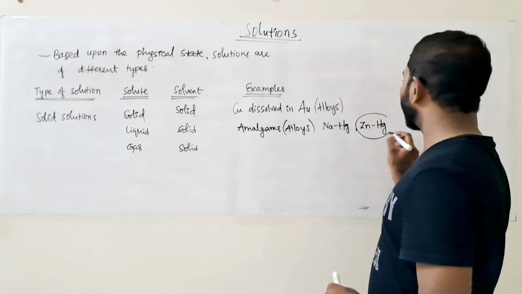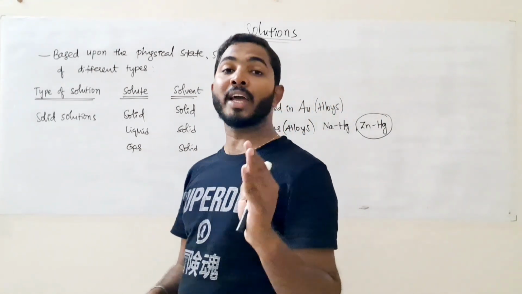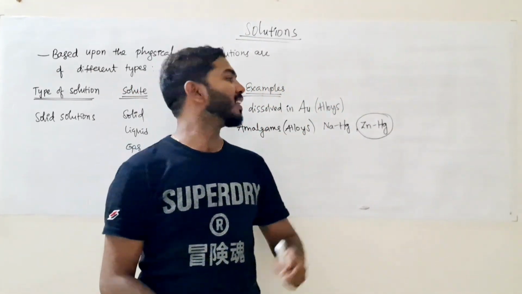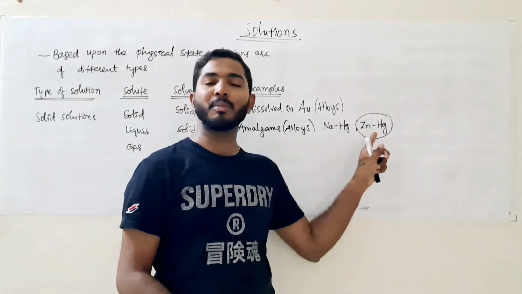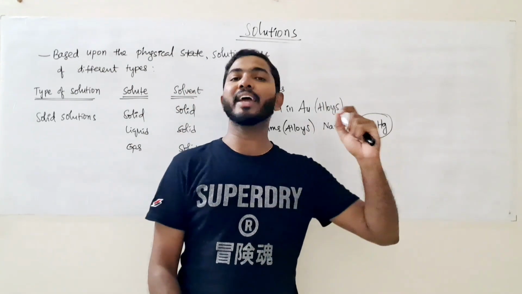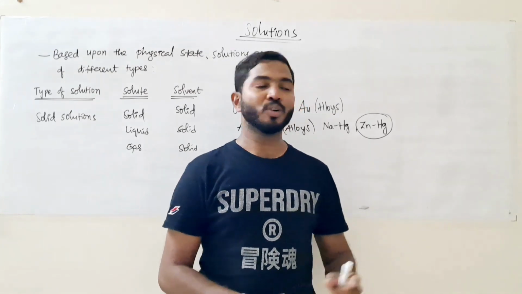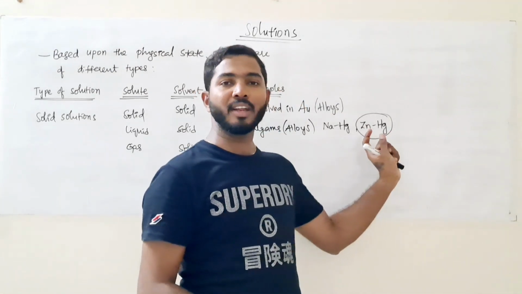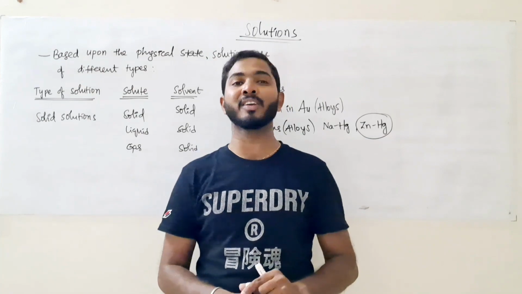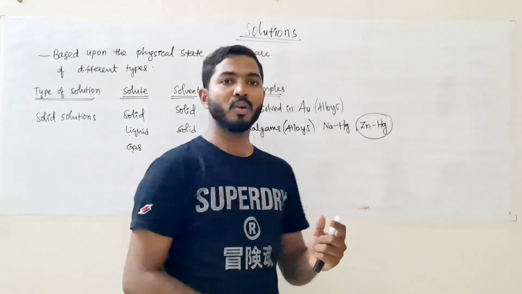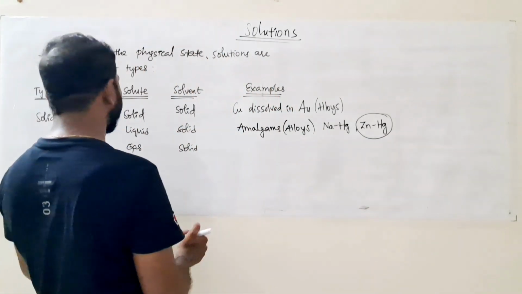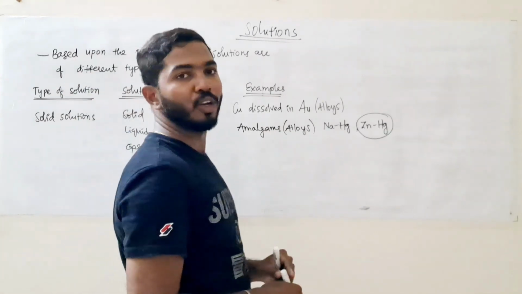The importance of zinc amalgam in organic chemistry is huge. Generally we use this zinc amalgam to reduce aldehydes and ketones into alkanes. So this particular reagent is used in Clemmensen reduction in organic chemistry.